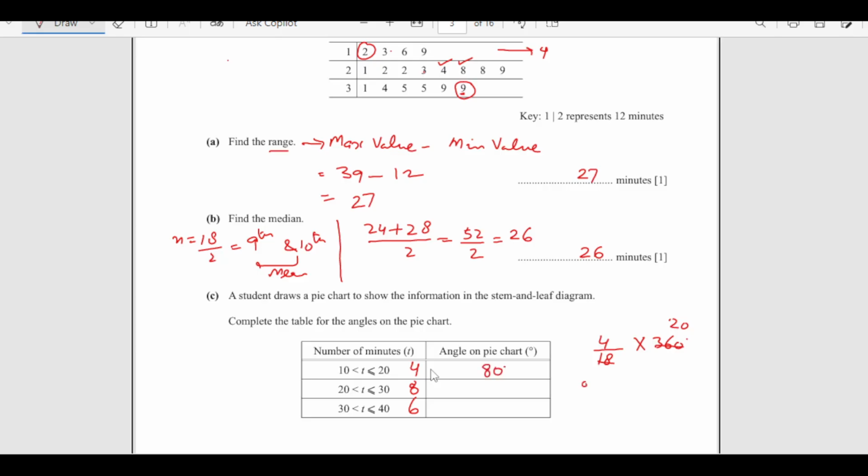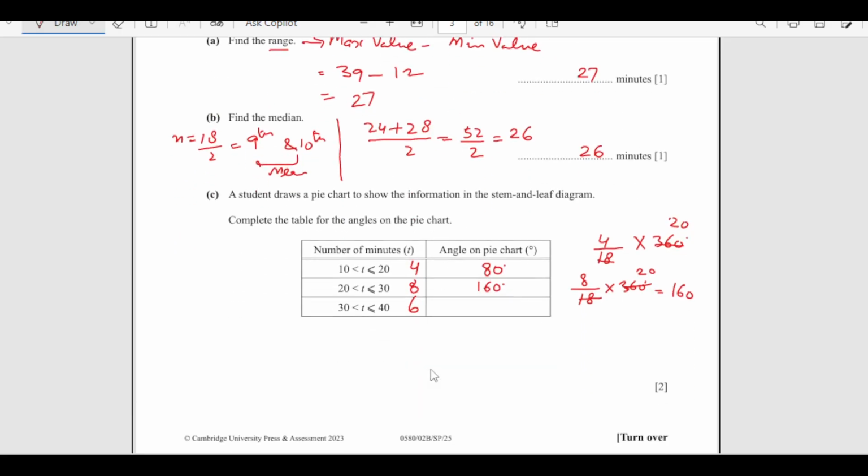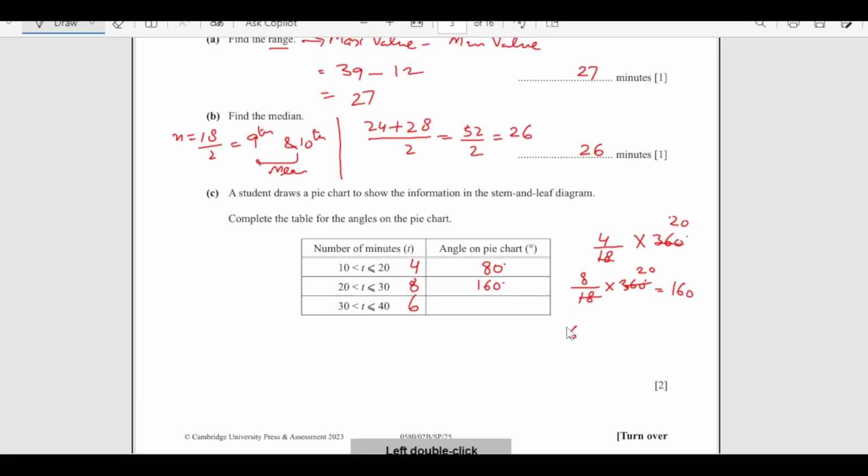Now next one is 8 over 18 times 360. Again the same calculation, 18 times 2, this is 20. So 8 times 2, 16, it is 160. So this is going to be 160 degree. And the last one here we have 6 over 18 times 360. 18 times 2, so 6 times 2, it is 120, right?